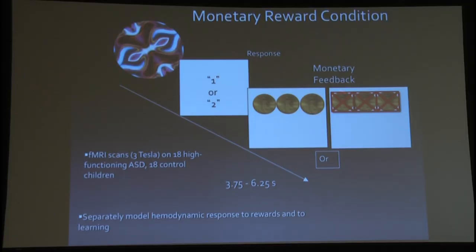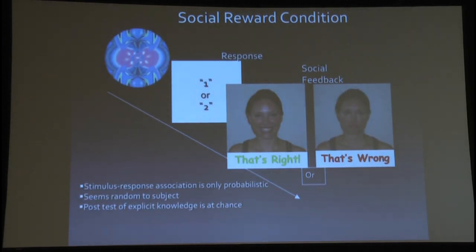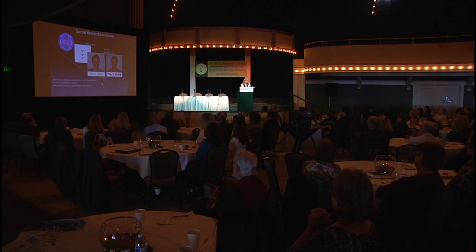And if they get it wrong, they don't get the money. And that's the monetary condition. And in the social condition, if they get it right, they see the smiling face of one of our former graduate students, who's very cute. And if they get it wrong, they see the pouty face. Okay. Now, you might think that our jaded LA teenagers would go for the money, but in fact, the reward response is greater for the smiley face of our former graduate student than it is for money. And that's because smiles are a primary reinforcer. Money is a secondary reinforcer.